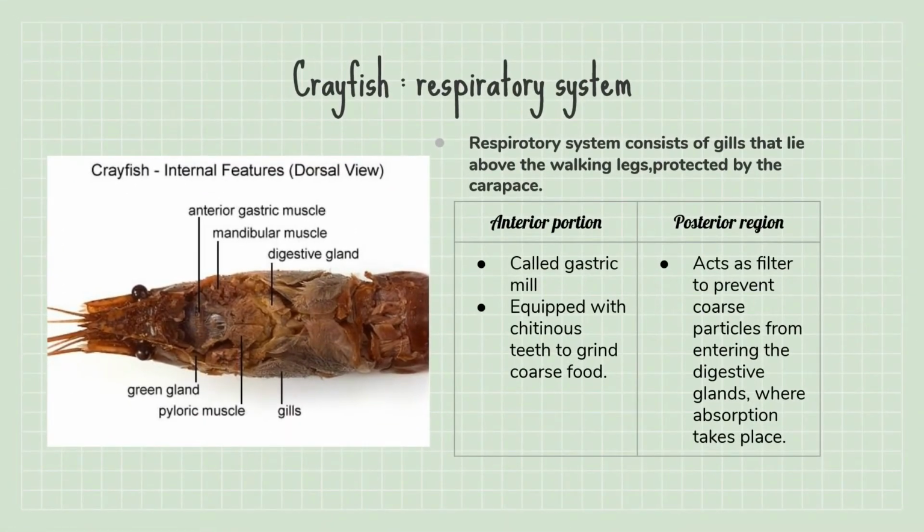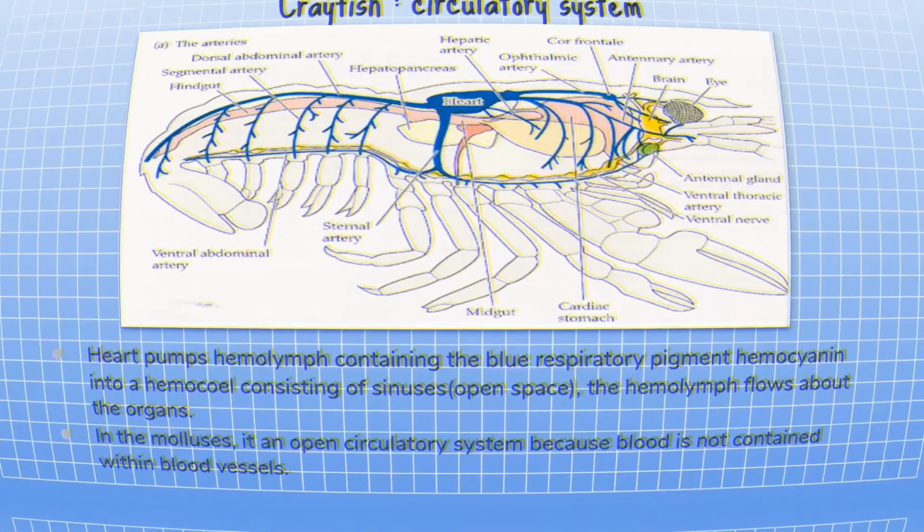The respiratory system of a crayfish consists of gills that lie on the walking legs and are protected by the hard covering known as the carapace. The anterior part is called the gastric mill, which has chitinous teeth to grind food. While the posterior part acts as a filter to prevent coarse particles from entering the digestive gland, which is where the absorption takes place.